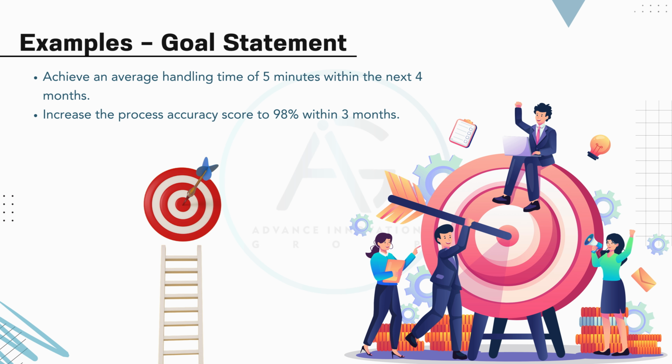Both examples are SMART goals: specific, measurable, achievable, relevant, and time-bound, and serve as strong models for writing your own project or process improvement objectives.